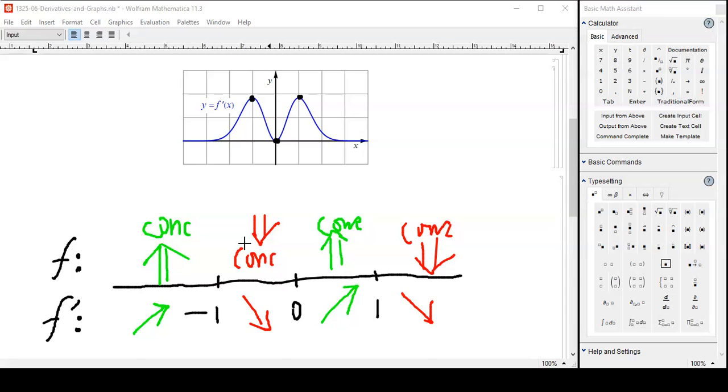Yeah. We have inflection points at x equals -1, x equals 0, and x equals +1. And concavity: concave up from negative infinity to -1, and then from -1 to 0, concave down, and from 0 to 1, concave up, and finally from 1 to infinity, concave down.